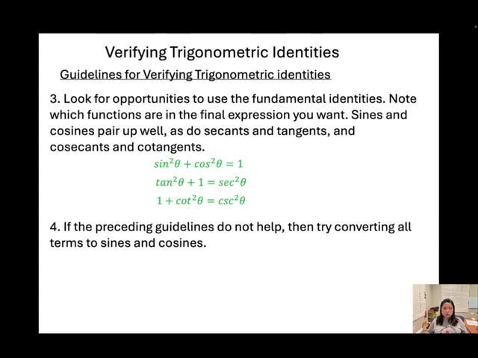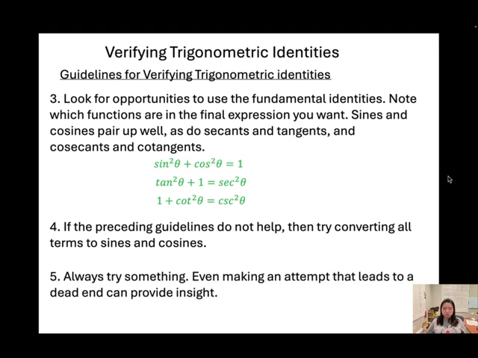Number 4, if the preceding guidelines do not help, then try converting all terms to sine and cosine. Sometimes they may give tangent, secant, cotangent, cosecant. If it doesn't work from the previous steps, you may want to try converting all of them to sine and cosine.